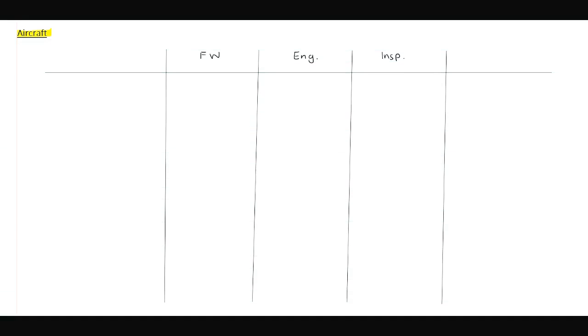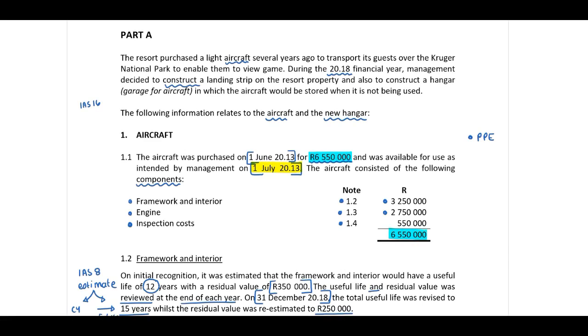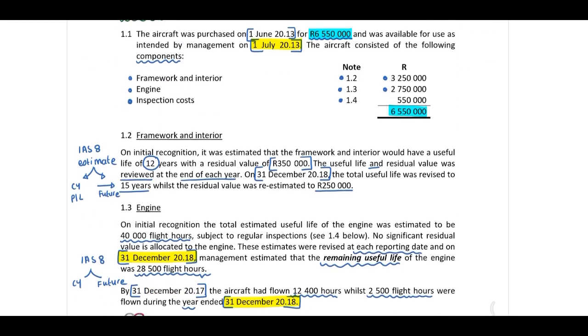And then, important, I have identified in terms of my aircraft calculation that I have a framework, I have my engine, and my inspection costs. Now, let's refer back to our given information. Part A, guys, the first paragraph, background information only. Number 1, in terms of our aircraft. Framework and interior, note number 1.2.